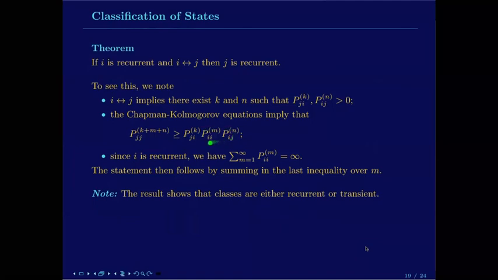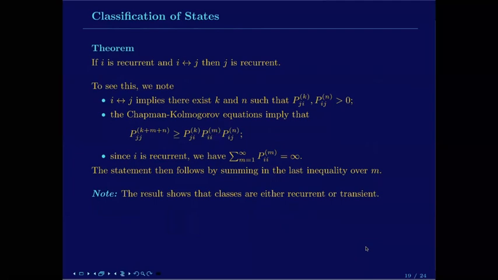And because all the other paths that are possible only increase the probability, this is the lower bound for this probability. And then we can simply note that by the one result that I briefly gave, I is recurrent if the sum of all these m-step transition probabilities is infinite. So if I sum here over m, this part here, I get infinity.